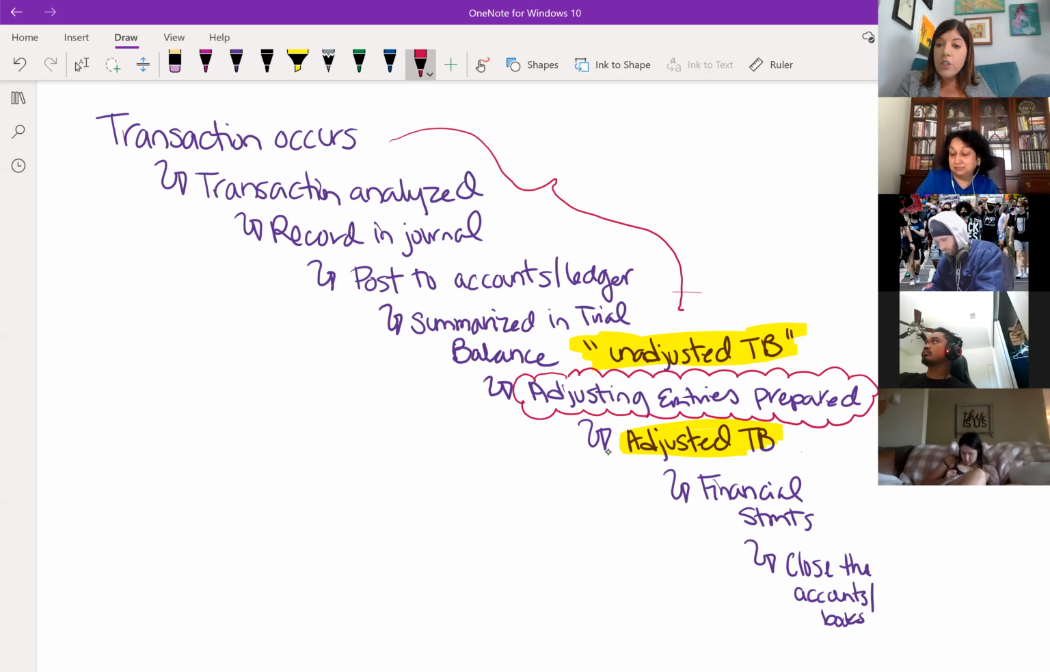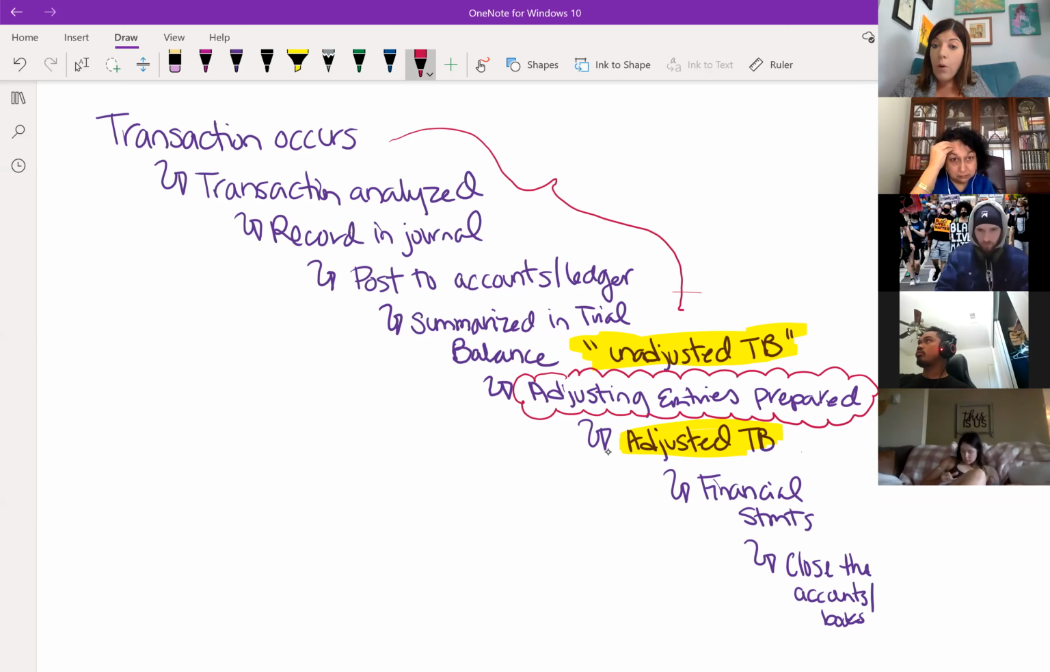Once we have that adjusted trial balance prepared, then we can prepare our financial statements. And all of that has to happen before we can prepare financial statements. So basically, we just walk through chapters 1 to 3 right here.